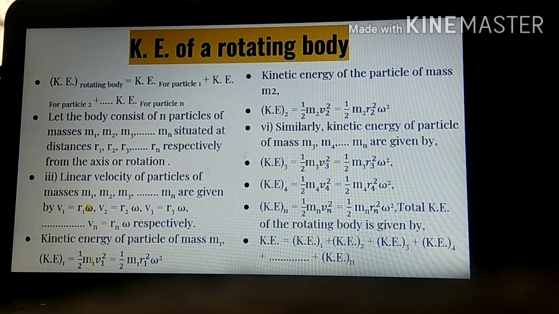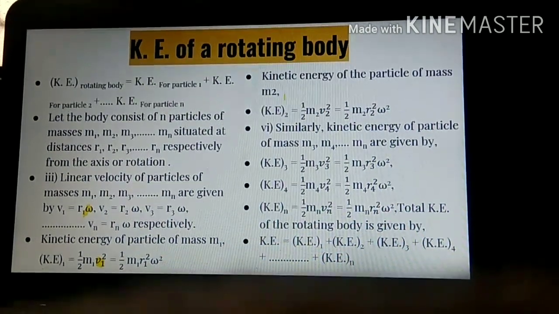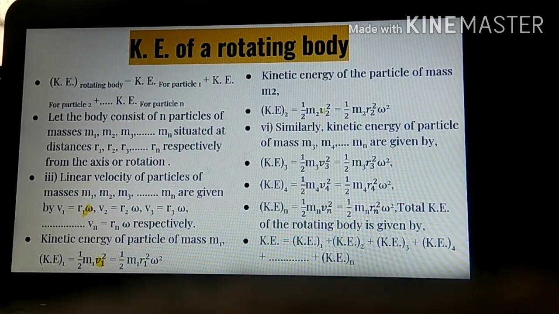Formula is what? Half m1 v1 square. In place of v1, we can substitute r1 omega. In place of v2, we can substitute r2 omega. But this is for v1 square. So if we substitute v1 over here, it will be r1 omega. But as it is squared, we can write it as r1 square omega square. Similarly, kinetic energy of particle of mass m2 can be written as half m2 v2 square, which is equal to half m2 r2 square omega square. Similarly, we can move up till the nth particle.